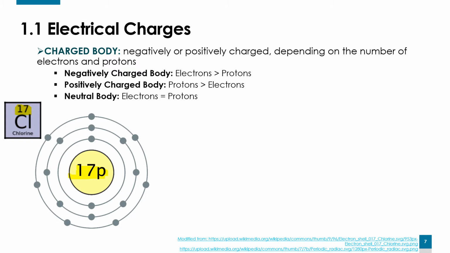Protons are positive. Good. And how many electrons do I have? So let's count. 1, 2 in the first shell. 1, 2, 3, 4, 5, 6, 7, 8 in the second one. So I have 10 up to here. Now 1, 2, 3, 4, 5, 6, 7. So I have 17 electrons.